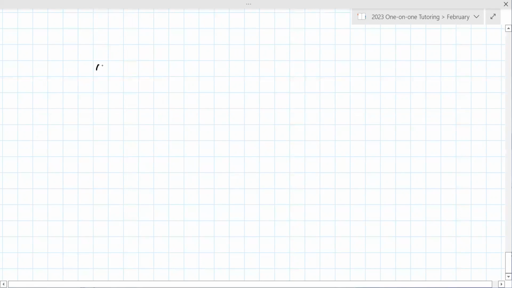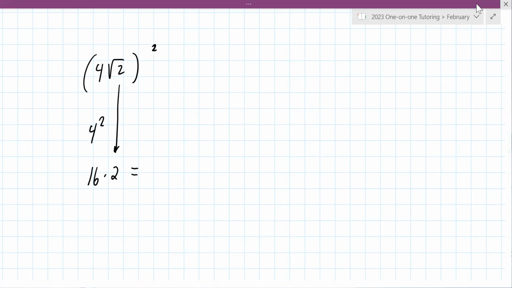Let's say it's 4 square root 2 squared. So you're going to square the 4. What's 4 squared? 4 squared is 16, times the 2. See how the 2 comes down? What does that become? 16 times 2 is 32. Very good.